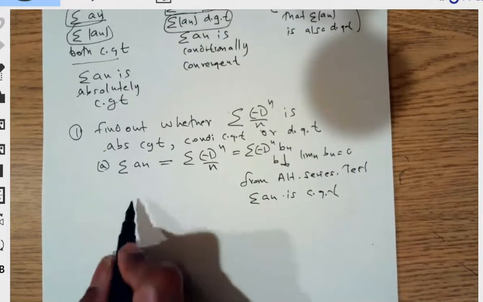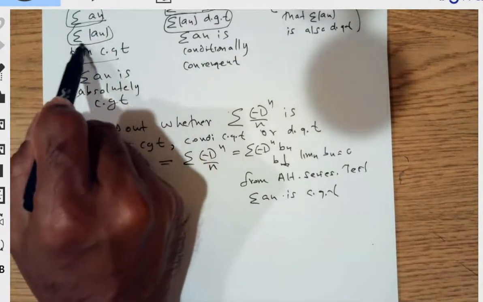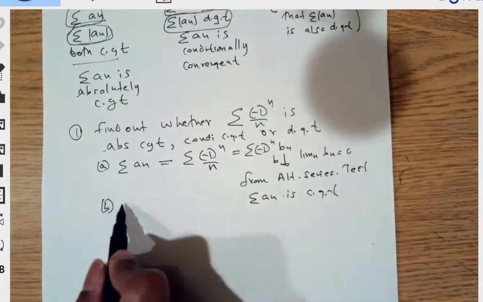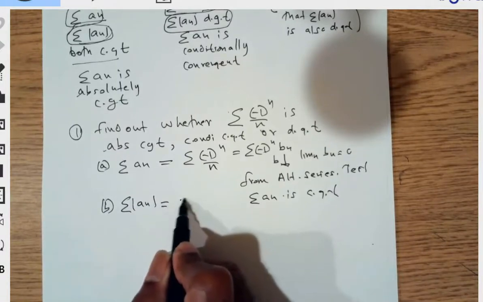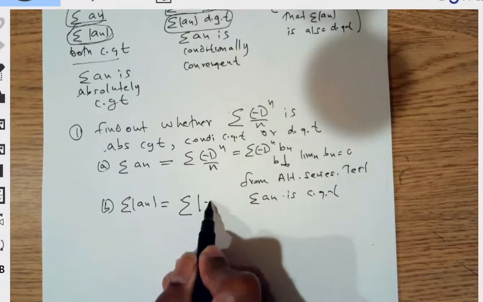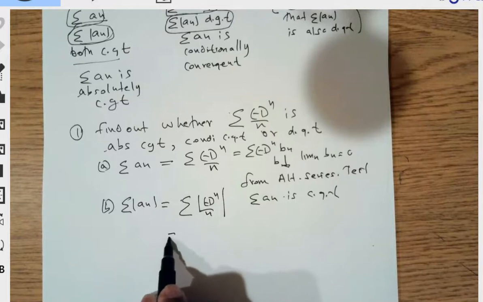Okay, now we want to check the other one. We know that sigma an is convergent. Now let's check whether sigma absolute value of an is convergent or not. So if you take the absolute value of an, then you take the absolute value of negative 1 to the power n over n. So let's take a look.